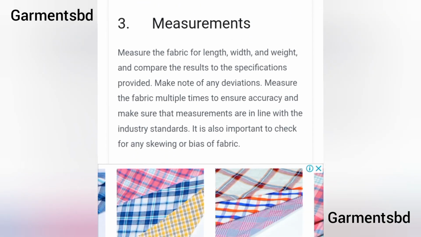Measurement. Measure the fabric's length, width and weight, and compare the results to the specifications provided. Make note of any deviation.